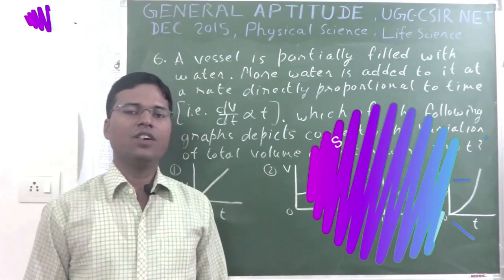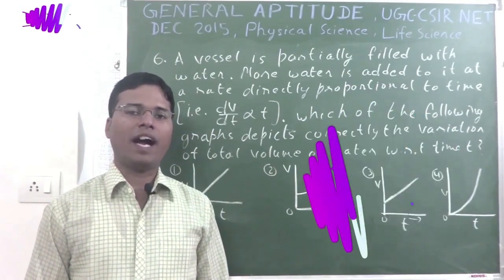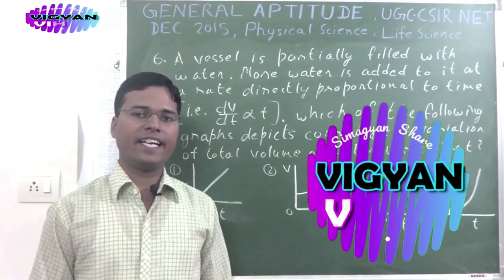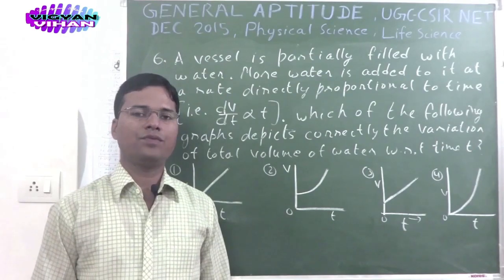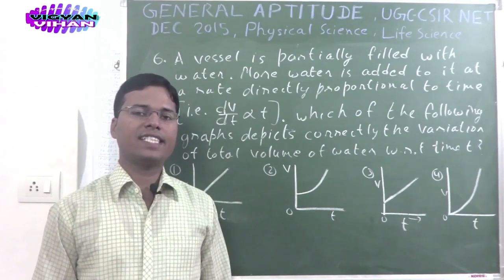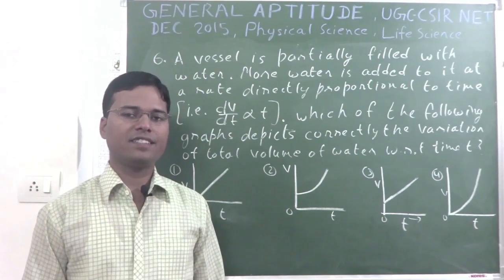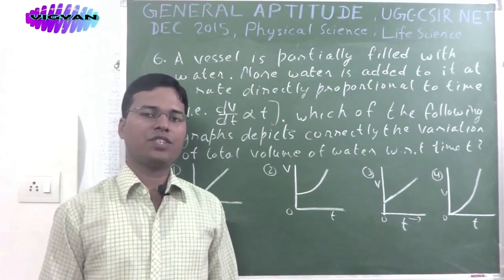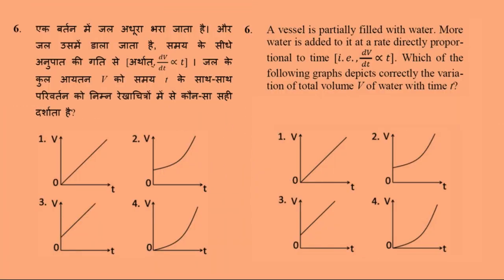This is our series for solution of general aptitude questions which is part A of UGC-CSIR NET. In this episode, we will solve the problems of papers of Physical Sciences and Life Sciences of December 2015. Problem number 6 to 10. Let's start the first problem of this episode.